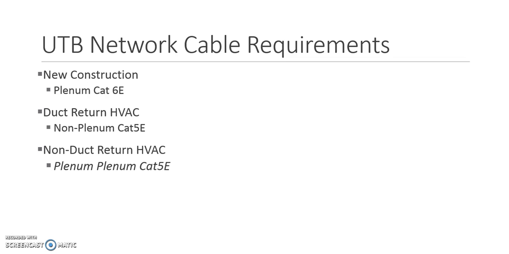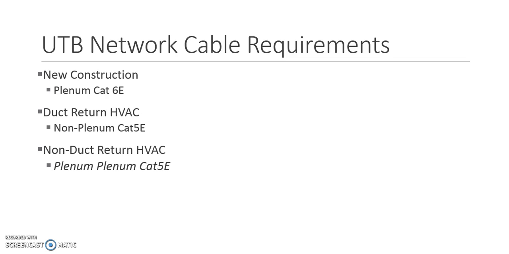The network cable requirement for UTB is that for all new construction buildings, the required cable is Plenum Cat6 Enhanced. It doesn't matter if the HVAC fire rating is for non-plenum, the requirement will always be plenum.